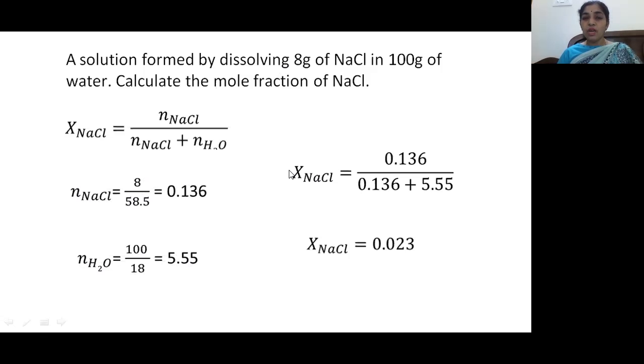Now, let us substitute these values in the formula. X NaCl is equal to 0.136 divided by 0.136 plus 5.55. So we get X NaCl, that is the mole fraction of NaCl in this solution, as 0.023.